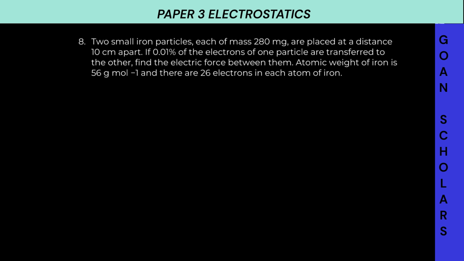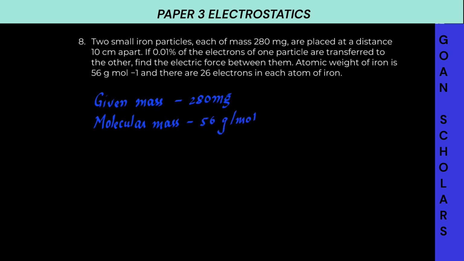First of all, let's find the number of electrons in each 280 milligram of iron. So to calculate the electrons, this is a particular method. We will find moles. So what is the given mass? Given mass here is 280 milligrams. And what is the molecular mass of iron? Molecular mass is 56 grams. So be very careful, you have to convert here. So molecular mass of iron will be given here 56 grams per mole.